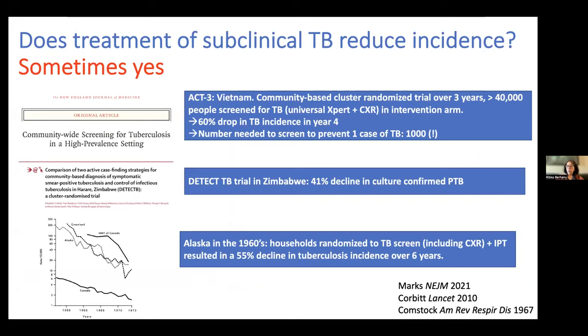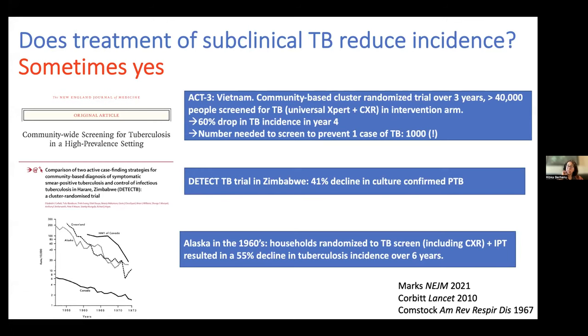So then the next question is, if we had the means to go out and X-ray everybody and diagnose everybody with subclinical TB and treat them all for TB, would it reduce TB incidence? Yes, there's some evidence that it could decrease TB incidence, but the evidence is mixed and different trials in different settings have showed different results. So the most conclusive evidence that the treatment of subclinical TB can reduce incidence comes from the ACT-3 trial in Vietnam. And this was a community-based cluster randomized trial that was conducted over 3 years, and it was a massive undertaking. So 40,000 people in the intervention arm were screened for TB and underwent universal Xpert and chest X-ray.